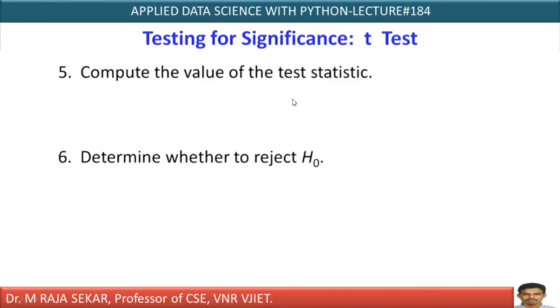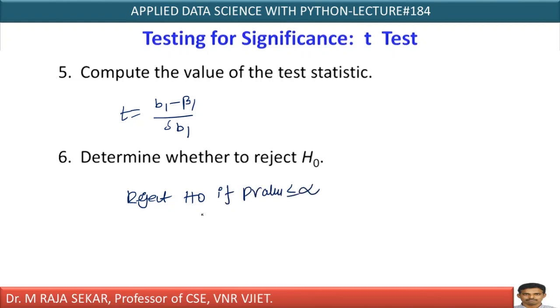Compute the value of the test statistic. I already explained how to calculate the value of the test statistic: t equals b1 minus beta 1 by SB1. This is my t value, and then determine whether to reject or accept. What is the rejection rule? Reject H0 if the p value is less than or equal to alpha, isn't it? Otherwise, there is another way: reject if mod t is greater than t alpha by 2, with n minus 2 degrees of freedom.